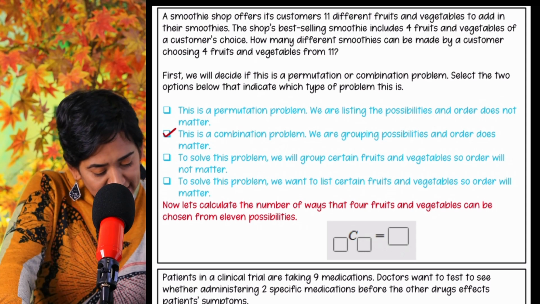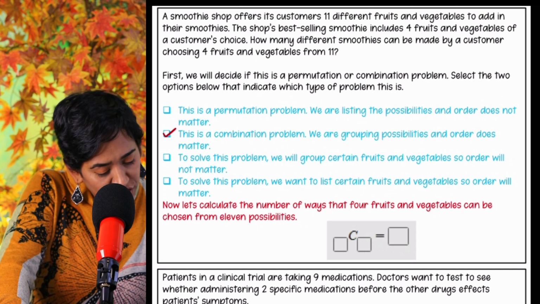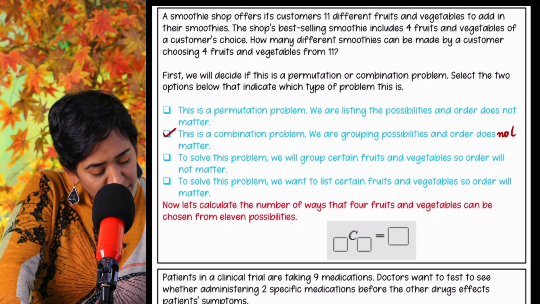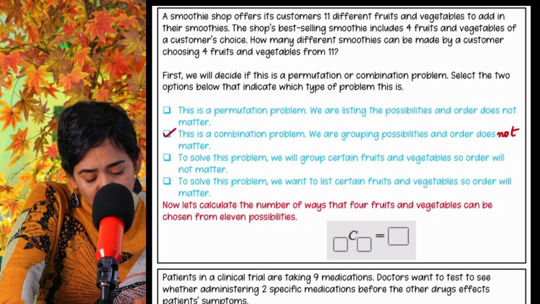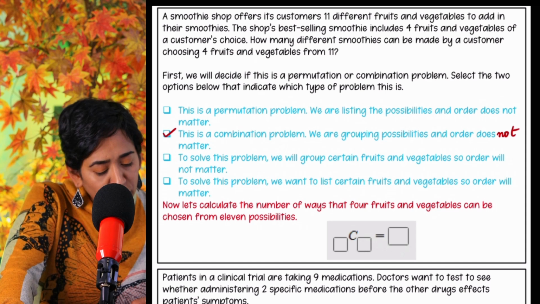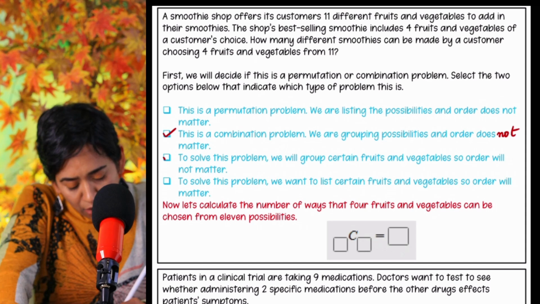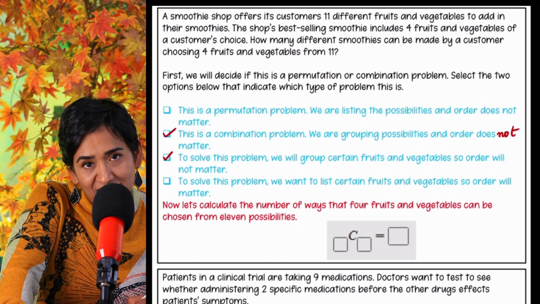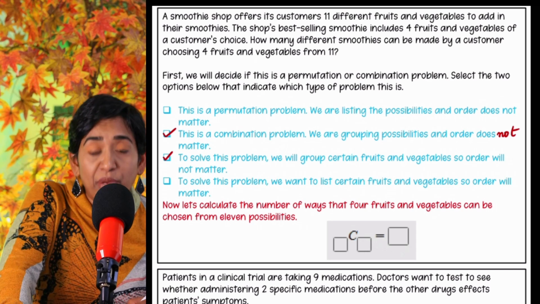This is a combination problem and it should say the order does not matter. The next one, how do I solve this? To solve this problem, we will group certain fruits and vegetables so the order will not matter. So there you go. Every time the order does not matter, it's a combination.